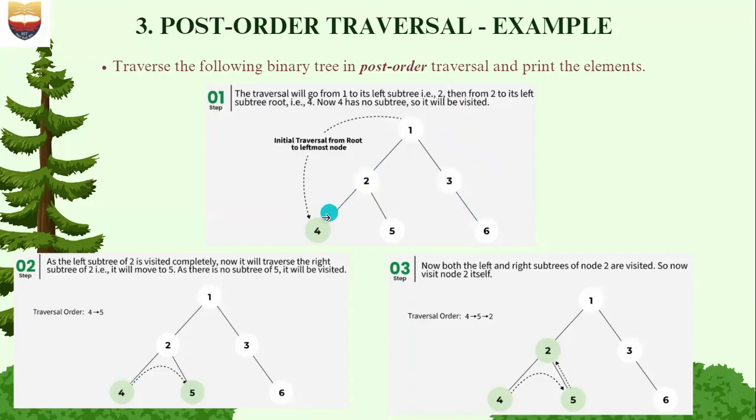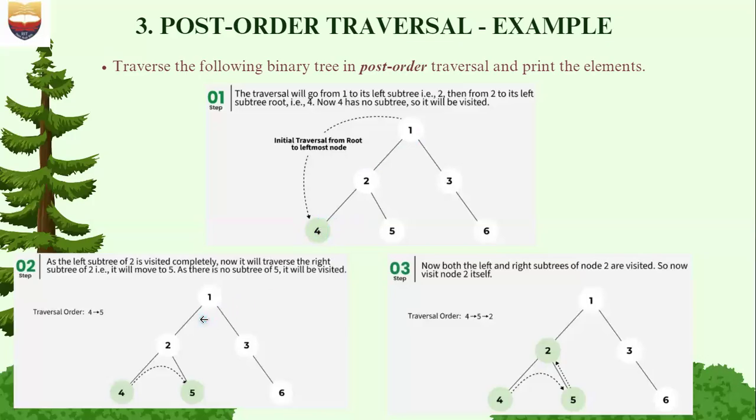Therefore, come to the left subtree. This portion is the left subtree of the root. And here we have to start our traversal from the leftmost node. That is, here the parent node is 2 and the left child of 2 is 4. Therefore, we start our traversal from 4. Now, 4 is visited in step 1.